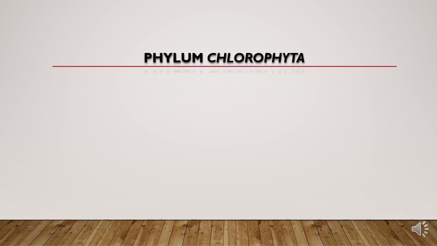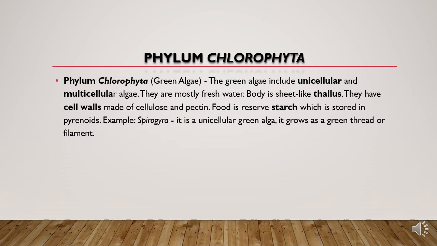Another phylum is chlorophyta. The chlorophyta is also known as green algae. It is unicellular but can also be multicellular for large algae. In their multicellular form, one algae will stick together with another algae, piling up together. That is how multicellular algae is. They are mostly freshwater organisms, and their body is like a sheet-like thallus. They have cell walls made up of cellulose and pectin.